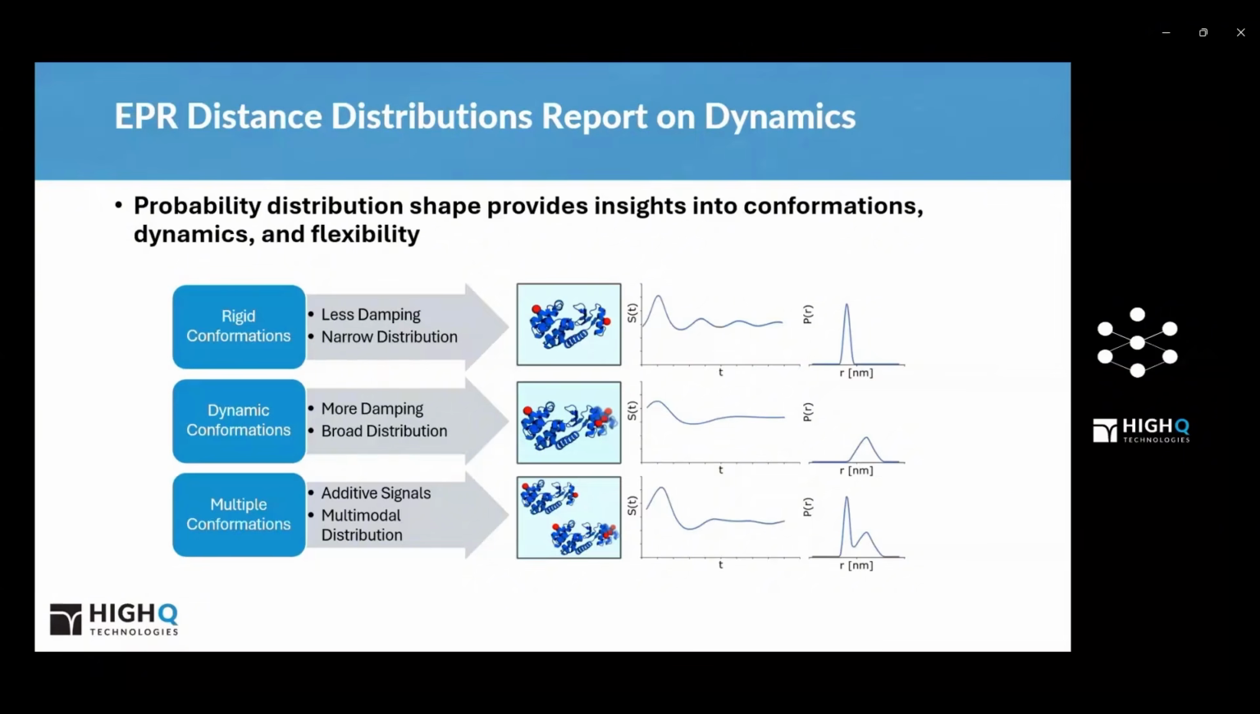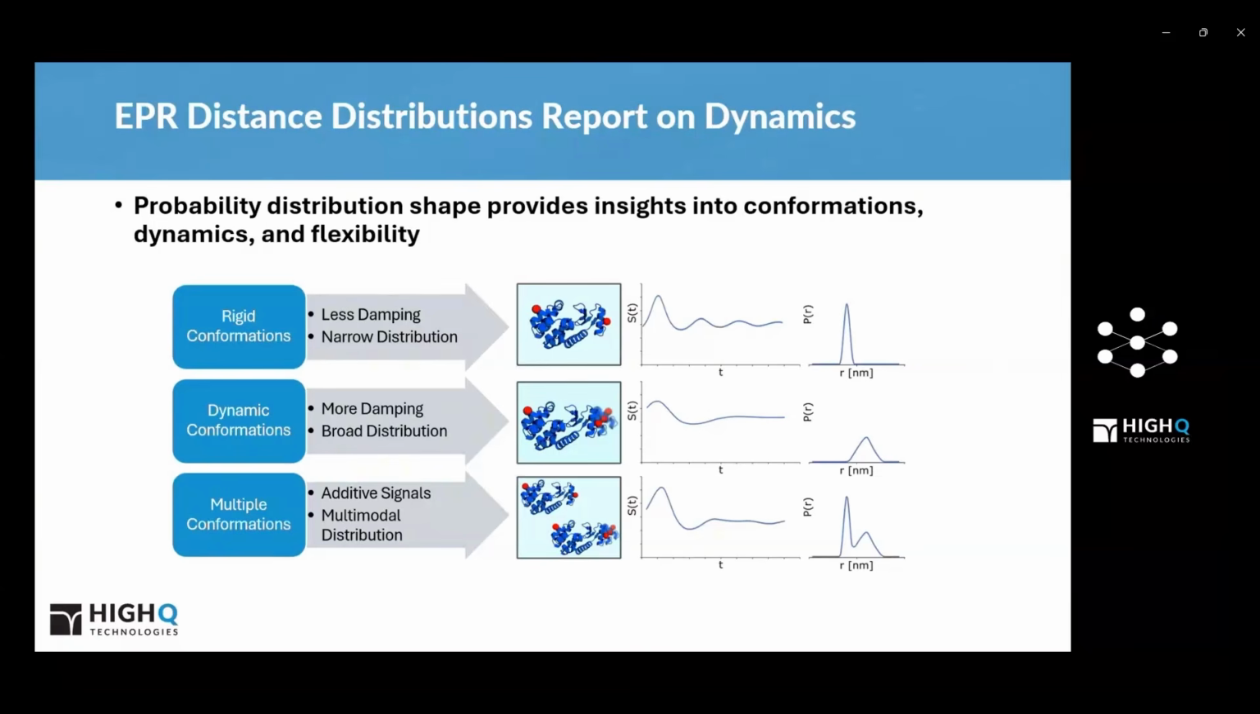So if you have a very narrow distance distribution, that implies that you have a very rigid conformation, that the spatial distribution that your spin labels can occupy is very narrow. But if you have a very broad distance distribution, that implies a lot of flexibility, that your subunits can move around a lot, and so your spin labels can occupy more space, so your probability distribution is broad.